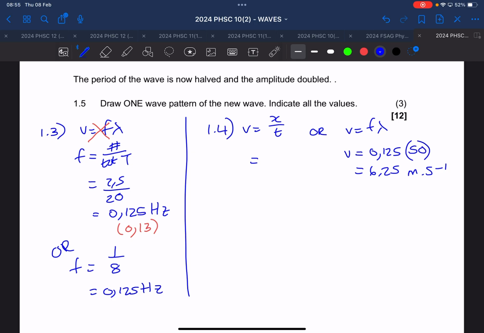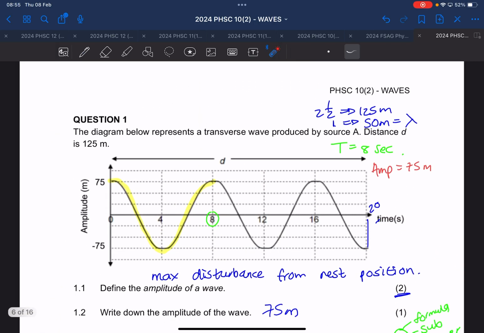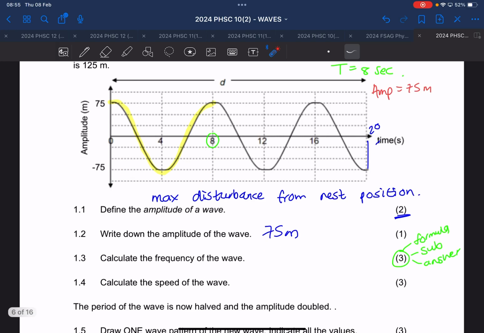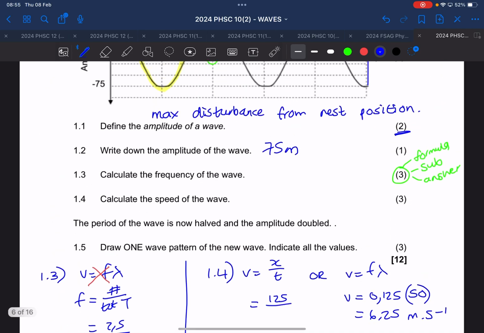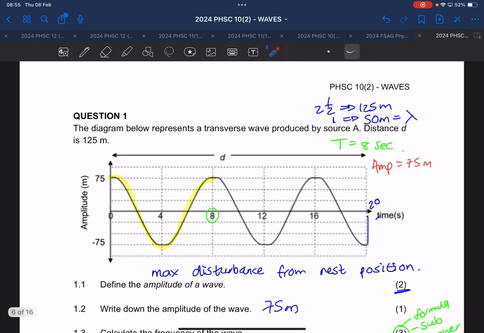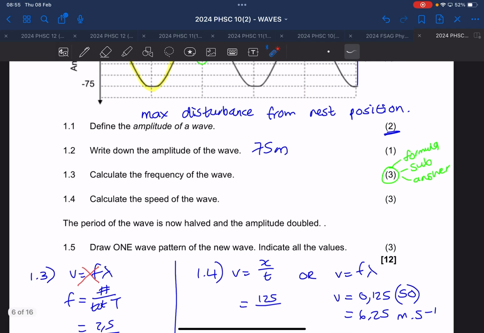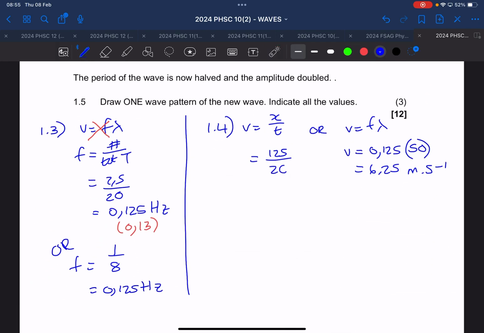Okay, let's see if you use the other formula. Then the total distance would have been 125 meters. 125. And the total time is 20 seconds. 20 seconds, and if you calculate that, you also get 6.25 meters per second. So you could have used any one of the two, get the same answer.